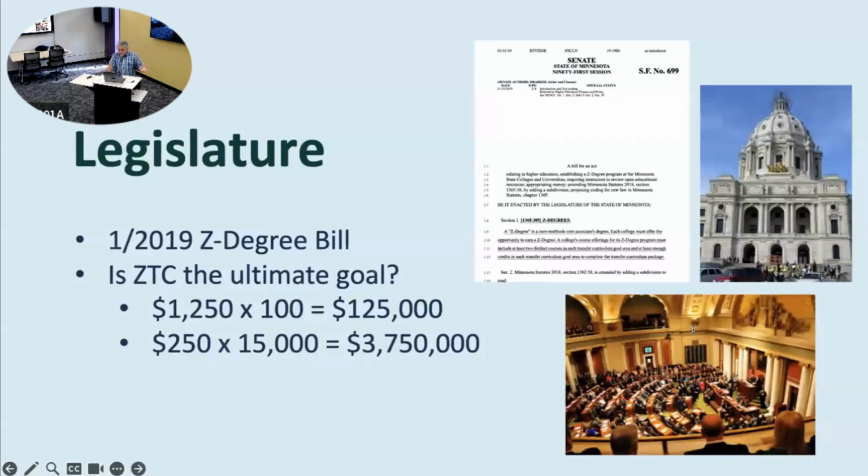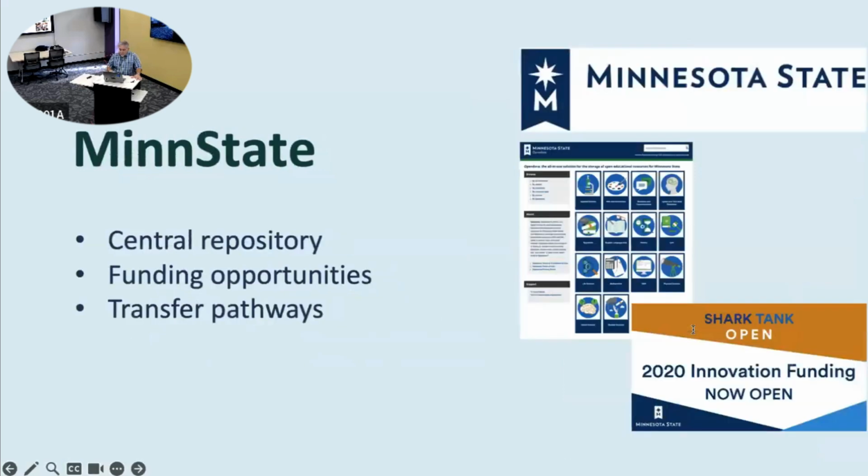If we save them only 10% system-wide, that would be just $125 each, right? But over 300,000 students, that's $37.5 million a year. So I think that's something to kind of think about.